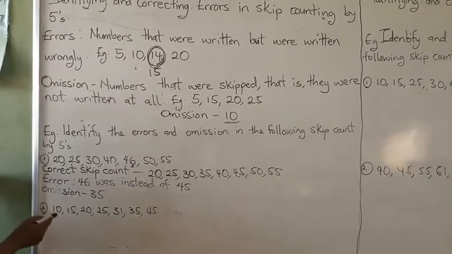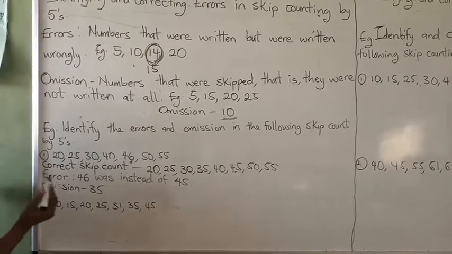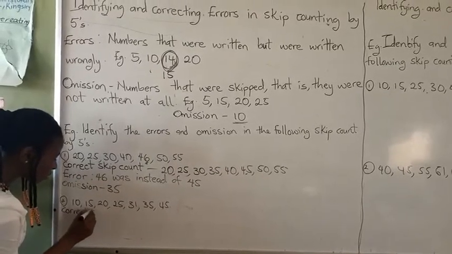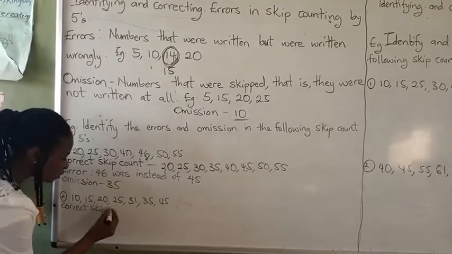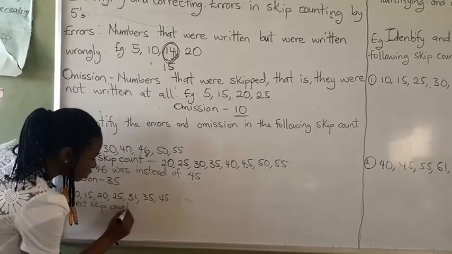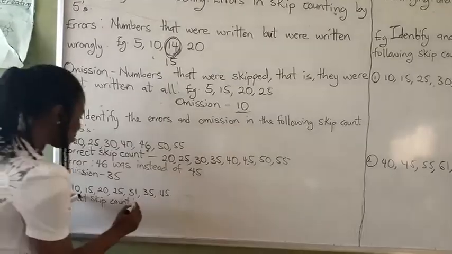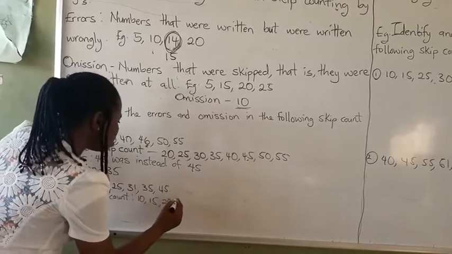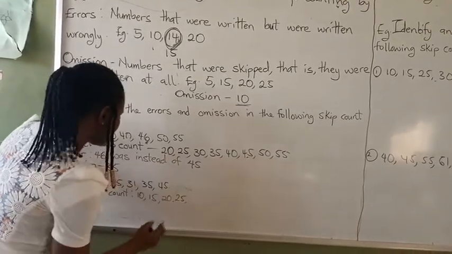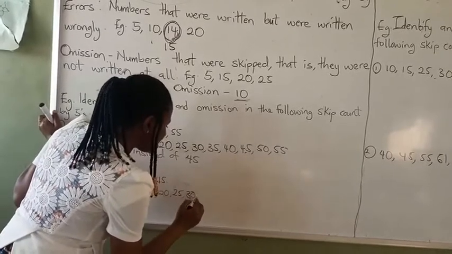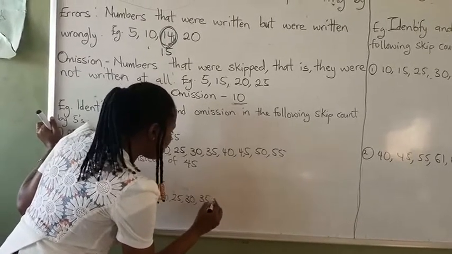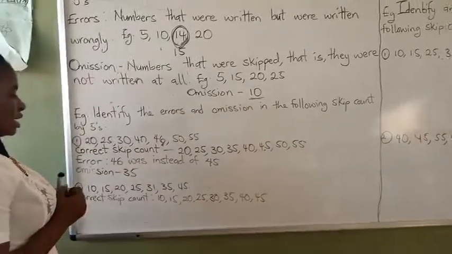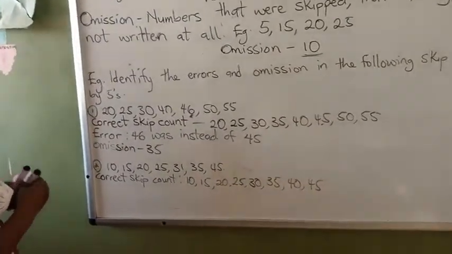Let's look at the next one. We have 10, 15, 20. So we move on to write the correct skip count. So in the correct skip count, we have 10, 15, 20, 25. We are skip counting in fives. 30, 35, 40, and 45. So this is where we end. Now let's see the error.